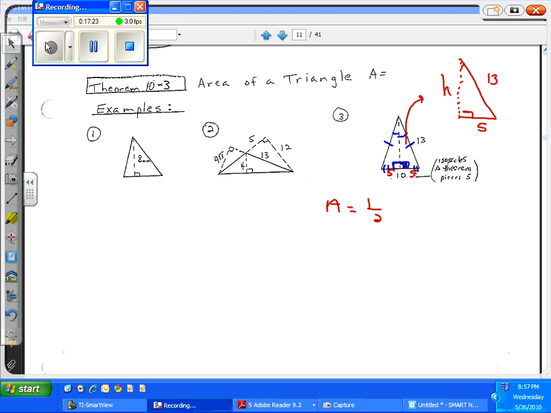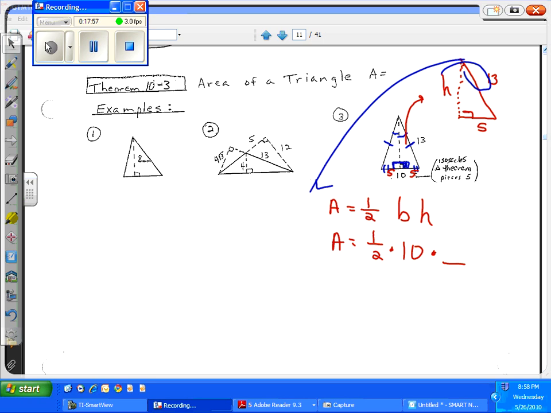The formula for every triangle is 1/2 base times height. 1/2 times base times height. So we get area is equal to 1/2 times base, which is 10, times the height, which we don't know. So we're going to use this right triangle over here to find the height.